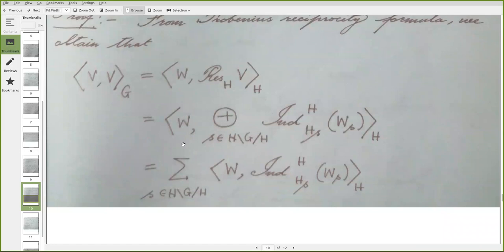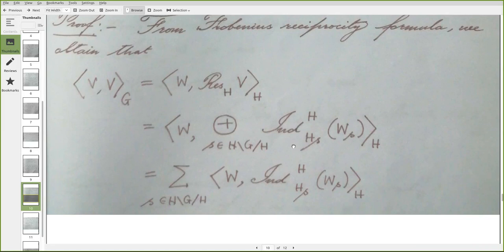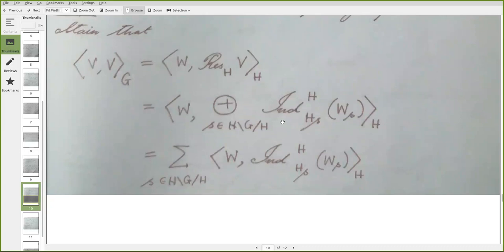Recall that this notation means the inner product of characters, so the character here is basically the sum of these characters. Using the linearity of this inner product, we simply get the sum of the inner products of the characters of this and each of them, which is nothing but saying that this is this. So what we get here is the sum of the inner products of the character here with each of the characters, and once we do that, this is what we get.